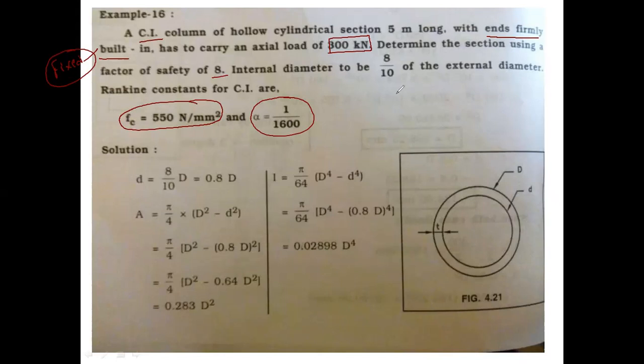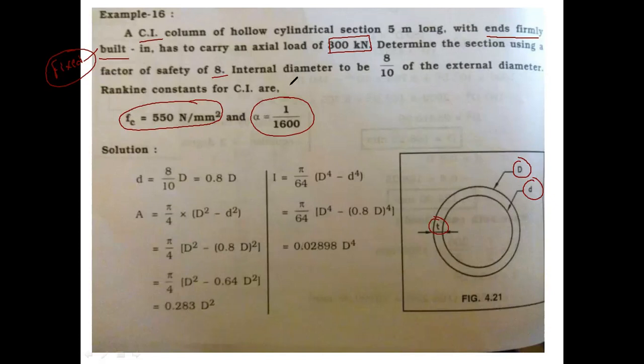What are we supposed to calculate here? What is the external diameter? What is the internal diameter? With that, what is the thickness? With the load carrying capacity of the column of 300 kilonewton, what will be the external diameter, the internal diameter, and the thickness of the cast iron?